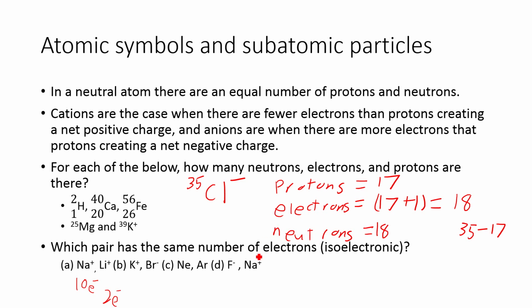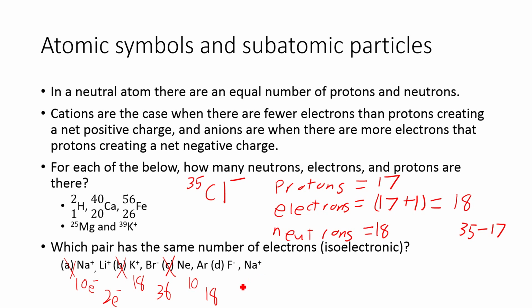So if I look at potassium plus, let me find my cursor. There we go. So potassium plus is going to have 18 electrons, while bromine minus is going to have 36 electrons. Clearly, this isn't a good answer. We then get to C, we have neon and argon. Well, neon has 10 electrons, while argon is going to have 18. That's going to make it a no-go. They are both noble gases, but they have different numbers of electrons.